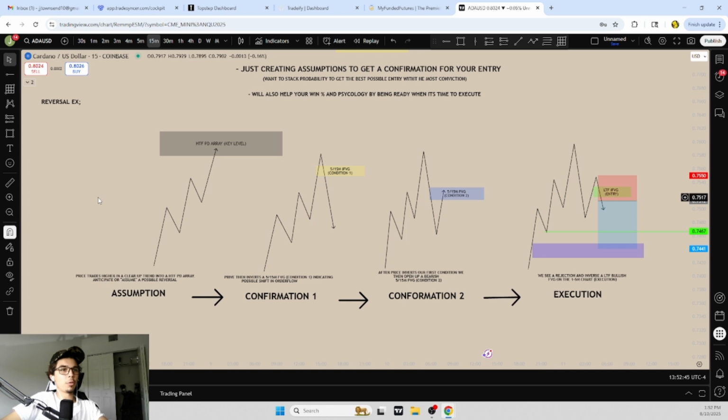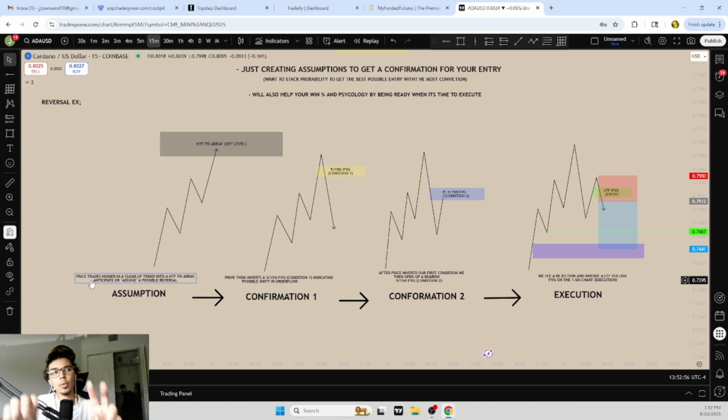So let's go over this one more time. What is price doing? Price trades higher in a clear uptrend, right, into a high time frame PD array. What do we do when we trade into a high time frame PD array? Well, we can anticipate or assume a possible reversal, right? So this is now our assumption.